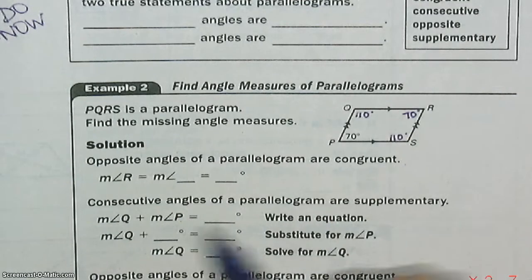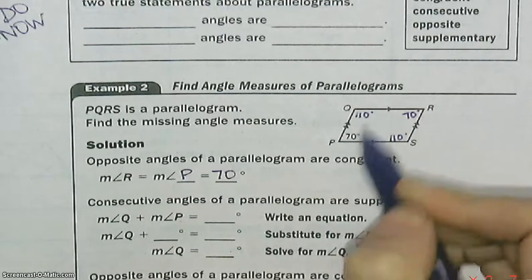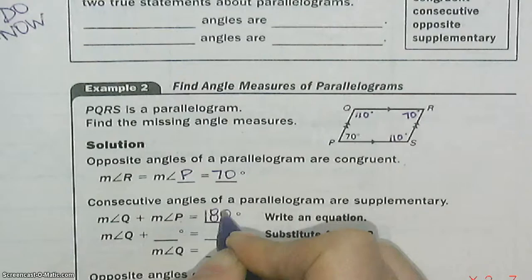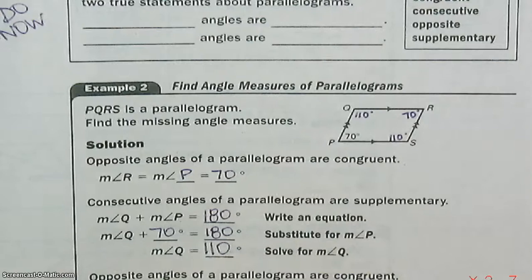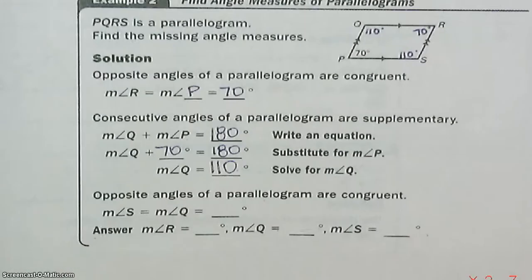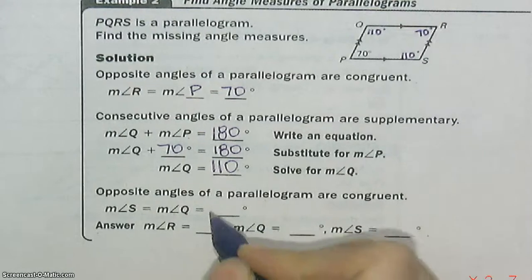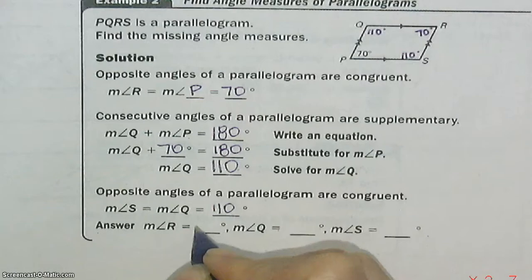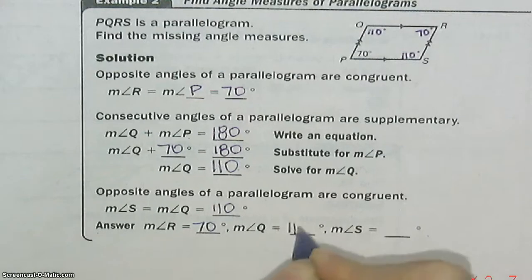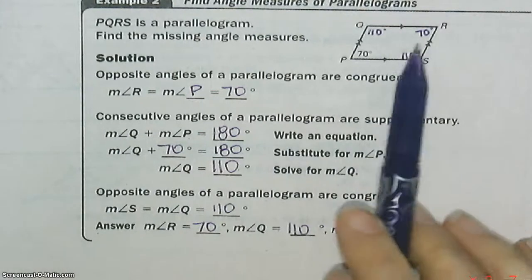So if we want to fill in these blanks, R is equal to P, because they're opposite, so they're both 70. Q and P we said have to make 180, and we already had 70, so that's why we needed 110 more degrees. S and Q were opposite, so they were both 110, because opposite angles are equal. So our final answer was R is 70, Q is 110, and S is 110. You don't need to show all of this work. You could just write it on your picture.